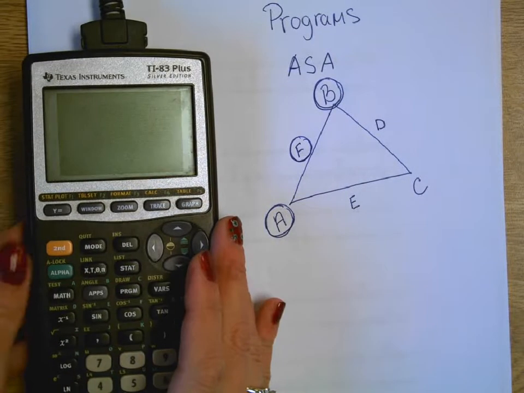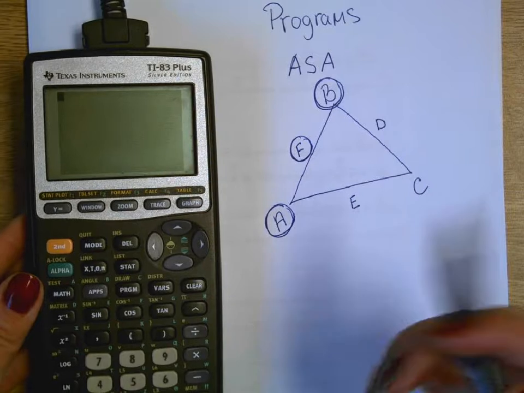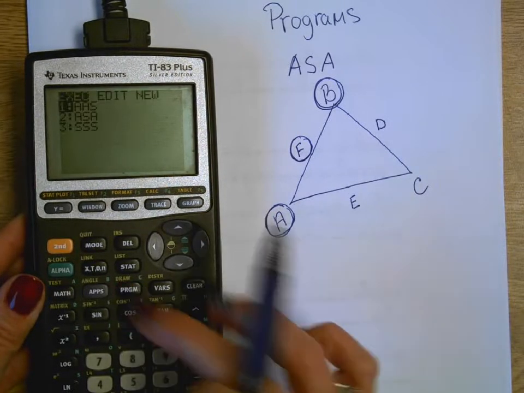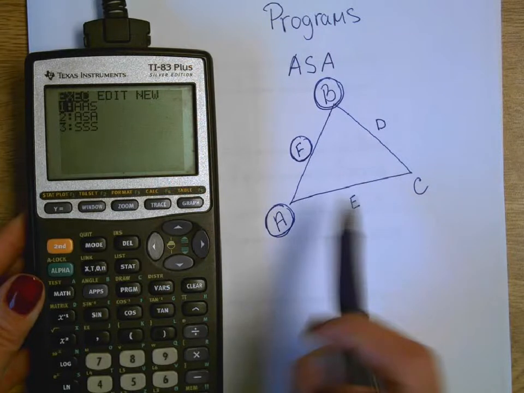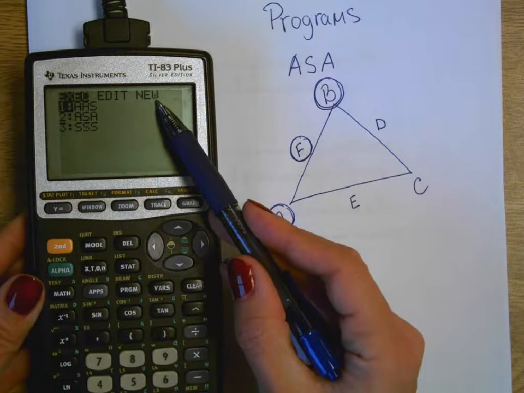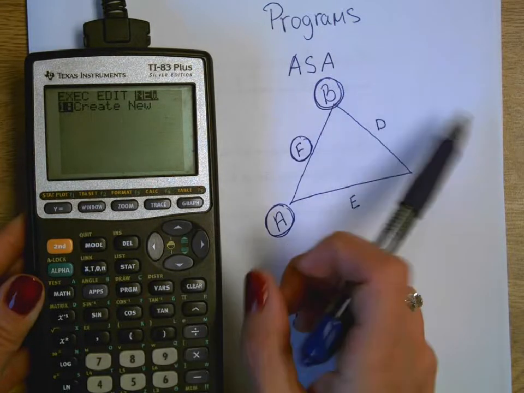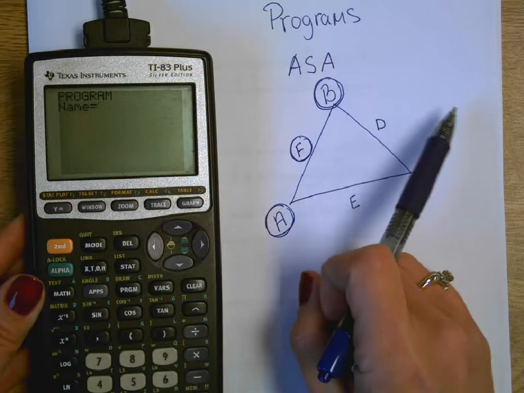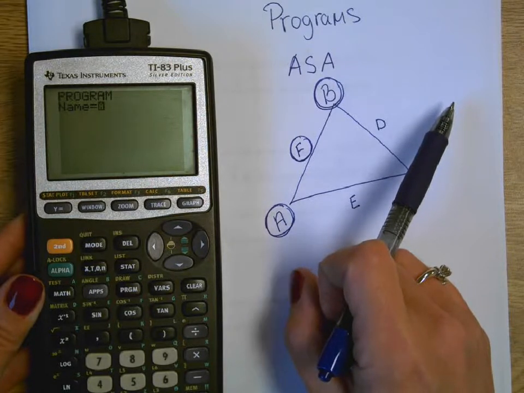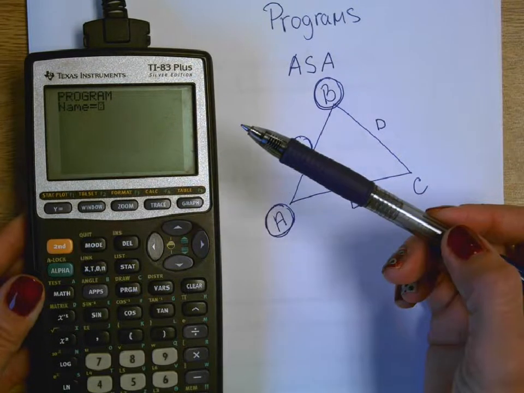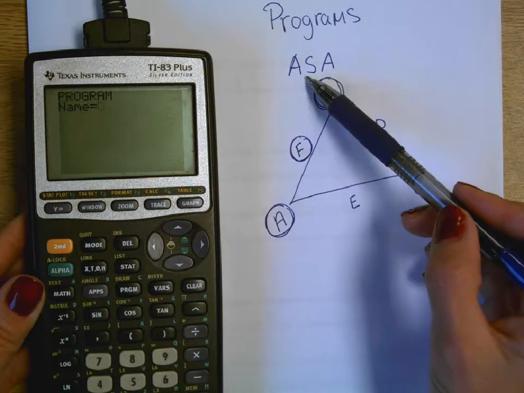Okay, here we go. So you need to press Program. And we're going to go over to New. We are creating a new program. You can look up on the big screen too. And then it's Create New. Right now, it wants us to give a name to this program. What do you think would be a good name for this program? ASA, the three parts that we know.